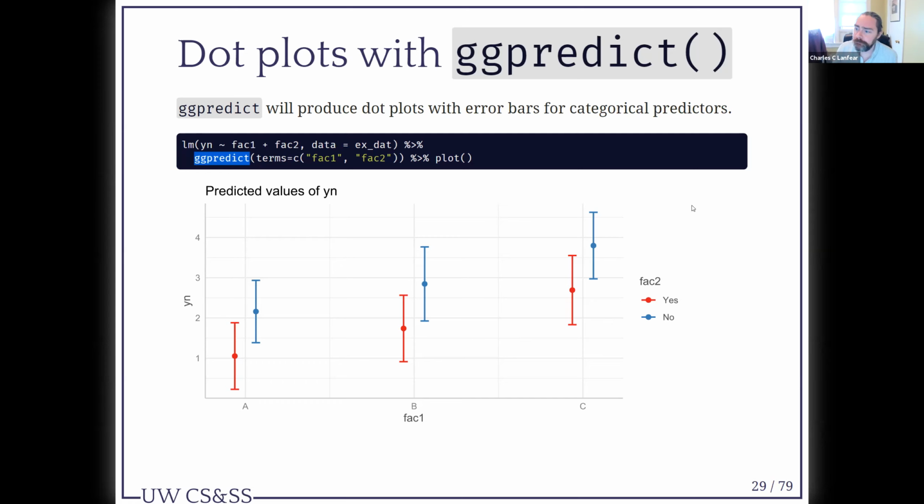Okay, so you can do predicted values. It'll give you dot plots if you give it factors, which is a reason to store your data as factors or categorical data if they actually are, instead of numeric values. ggpredict will then know how to plot.